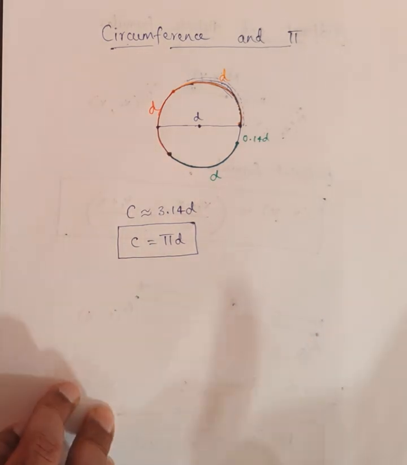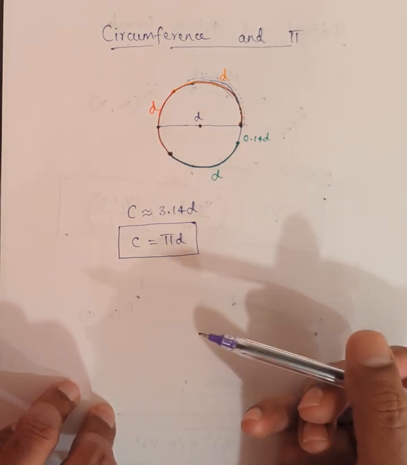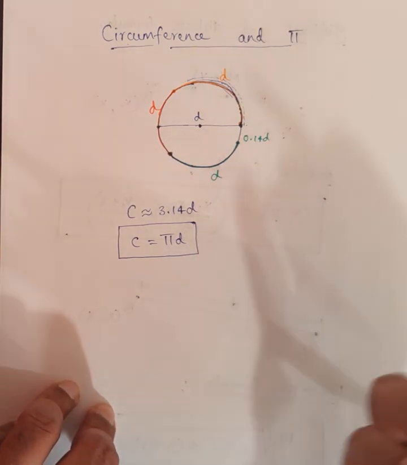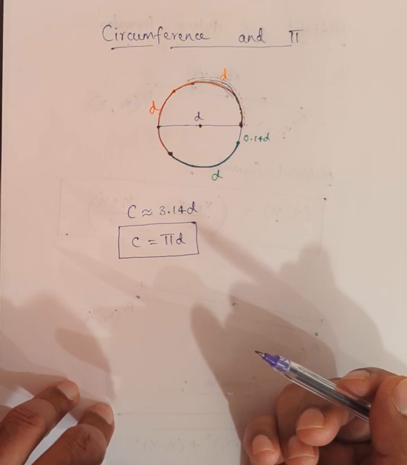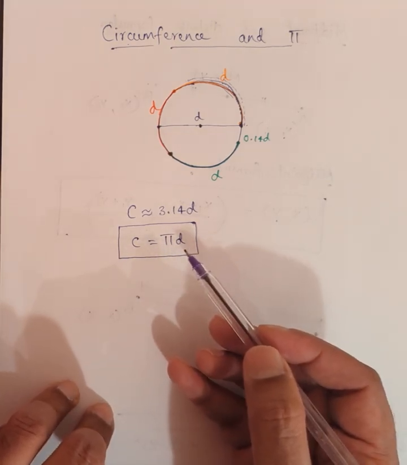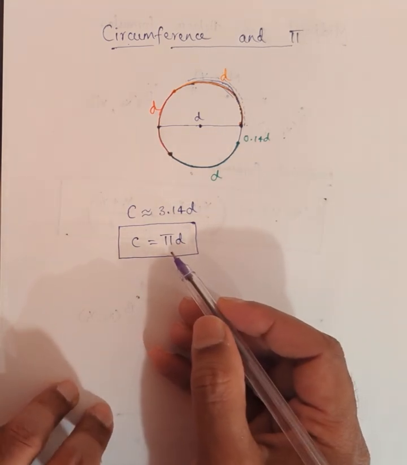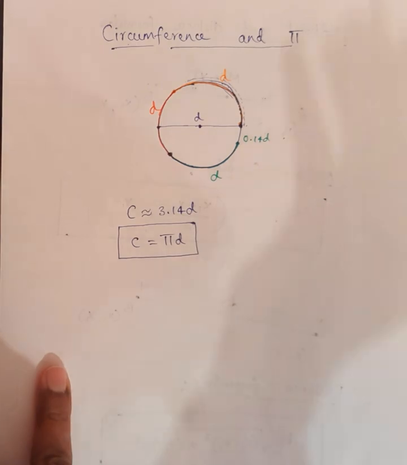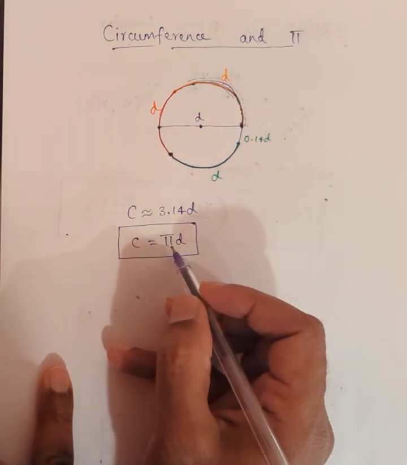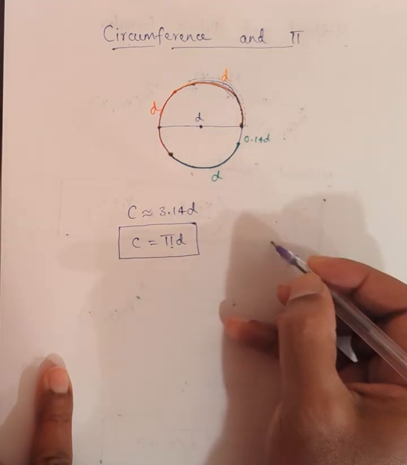And since all circles are similar, the ratios of lengths of line segments or any segments will always be the same. So circumference to diameter is the same for every circle, and that's called pi. That ratio is called pi. Now, you could write it in terms of the diameter, or you could use radius.